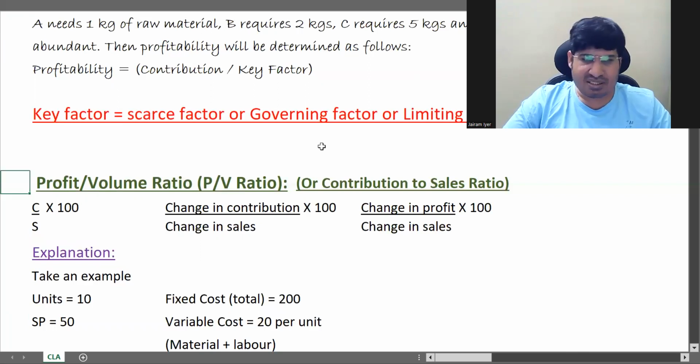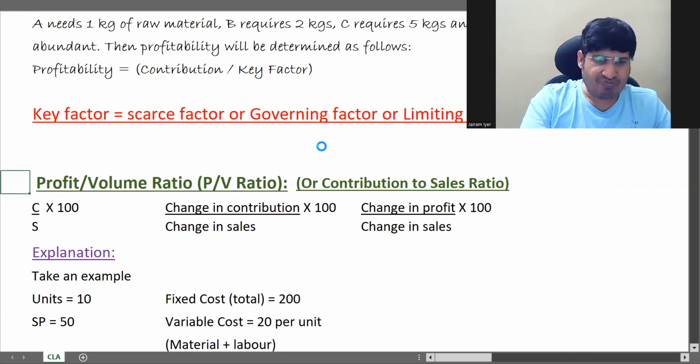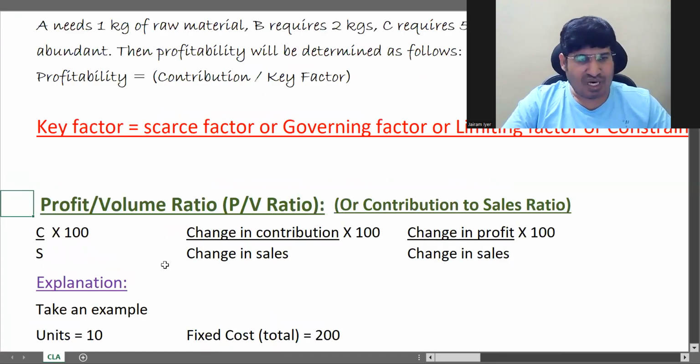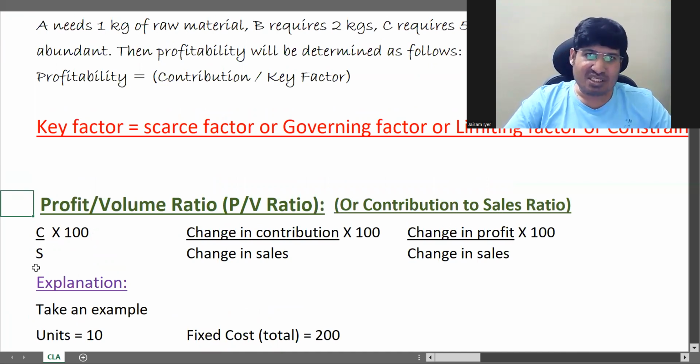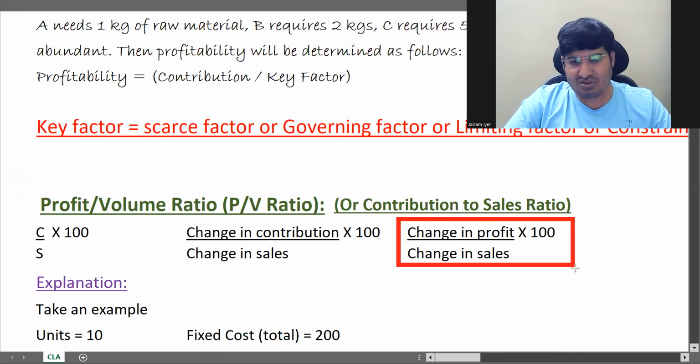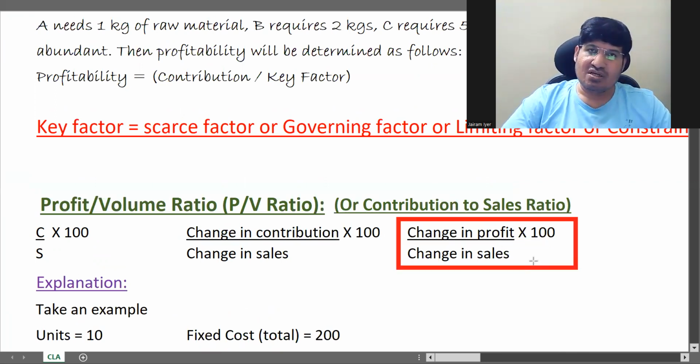Now, next is certain formulae, important ones. One is your profit volume ratio. Okay, profit volume ratio is C by S into 100 if you want in percentage, or if you want in decimal, just C by S. Okay, then this formula is very important, this one. Okay, so for this, as we had seen in the last lecture, we had done many problems where we use this formula. Okay, difference in profit upon difference in sales into 100.